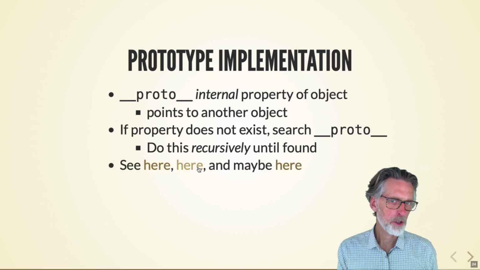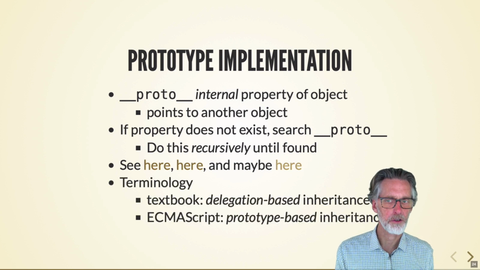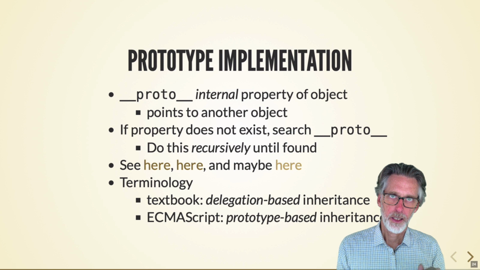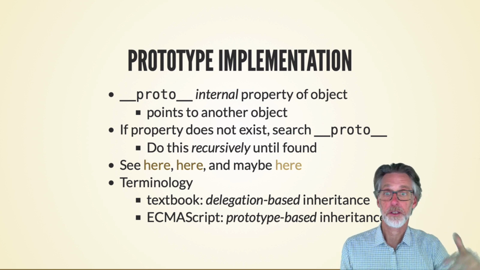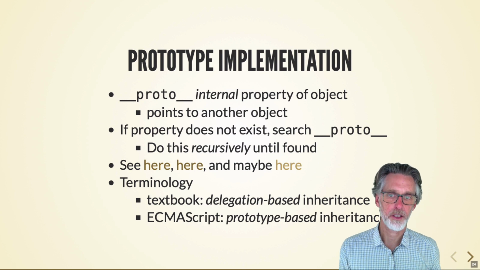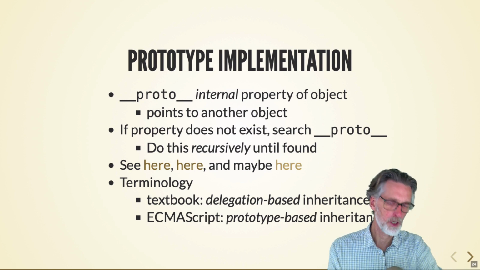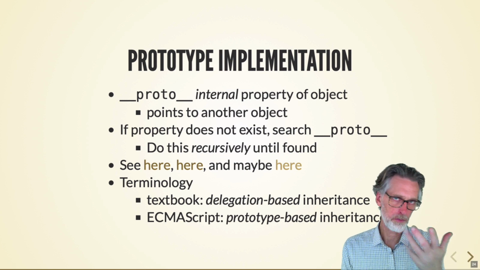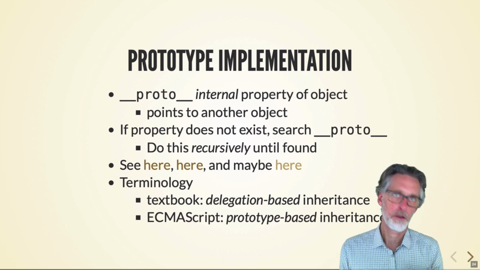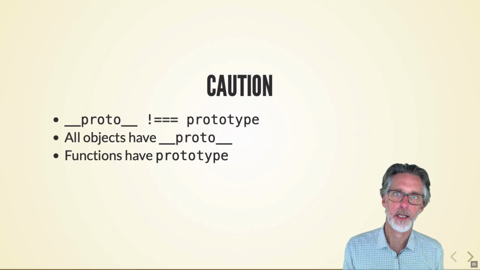There's some nice discussion on the internet, and you can click on these links. I'm going to just show you a few pretty pictures from those in a second. In the textbook, this idea of following a chain of prototypes is called delegation-based inheritance. But as you can guess, in JavaScript, it's called prototype-based inheritance. So prototype or delegate are synonyms in this particular context.